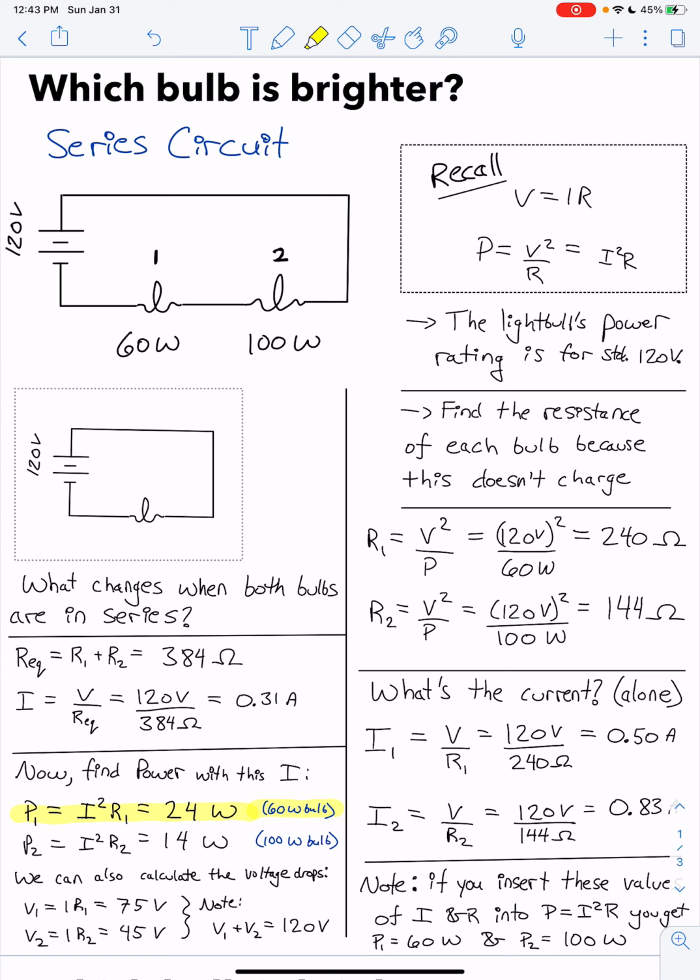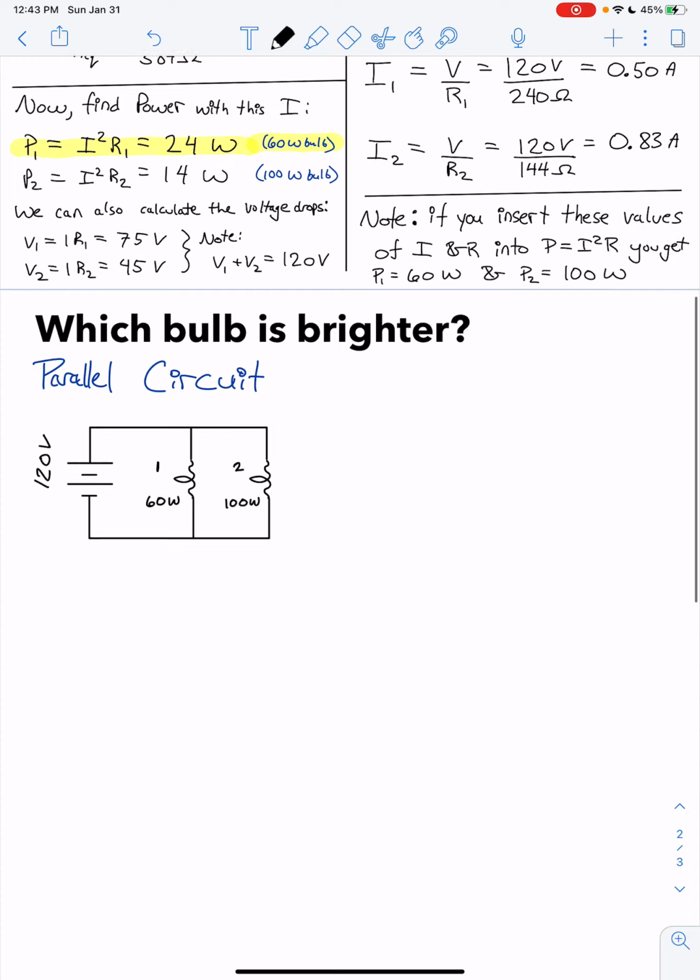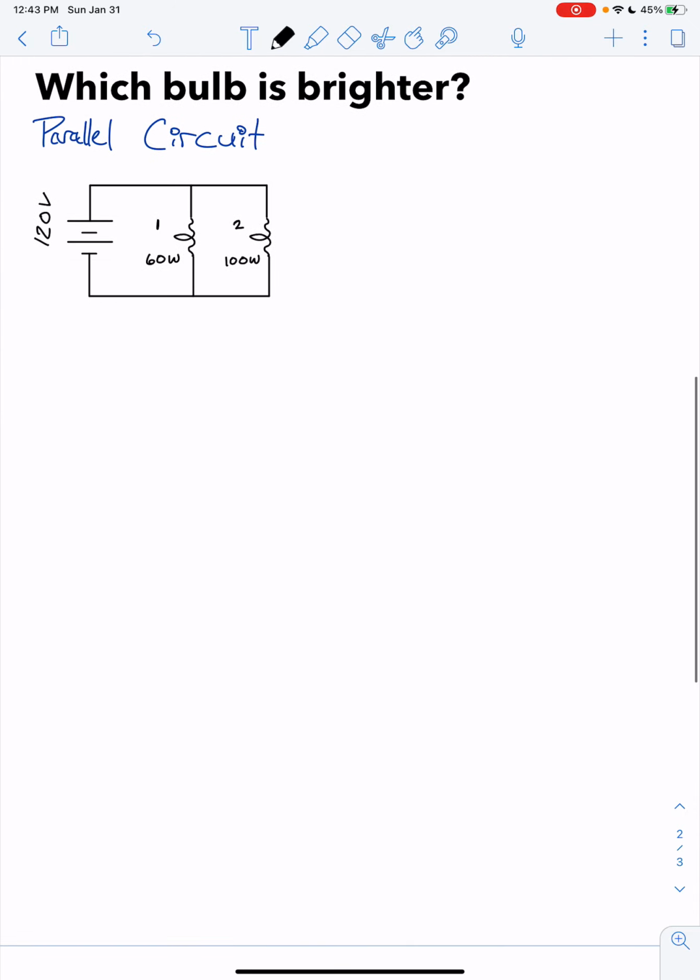So, what about the case where we were to put these bulbs, instead of in series, in parallel? So now let's hook up the 60 watt bulb, still number 1, and the 100 watt bulb, number 2, in parallel with 120 volts. Okay, well, first of all, we aren't going to do all the work over again.